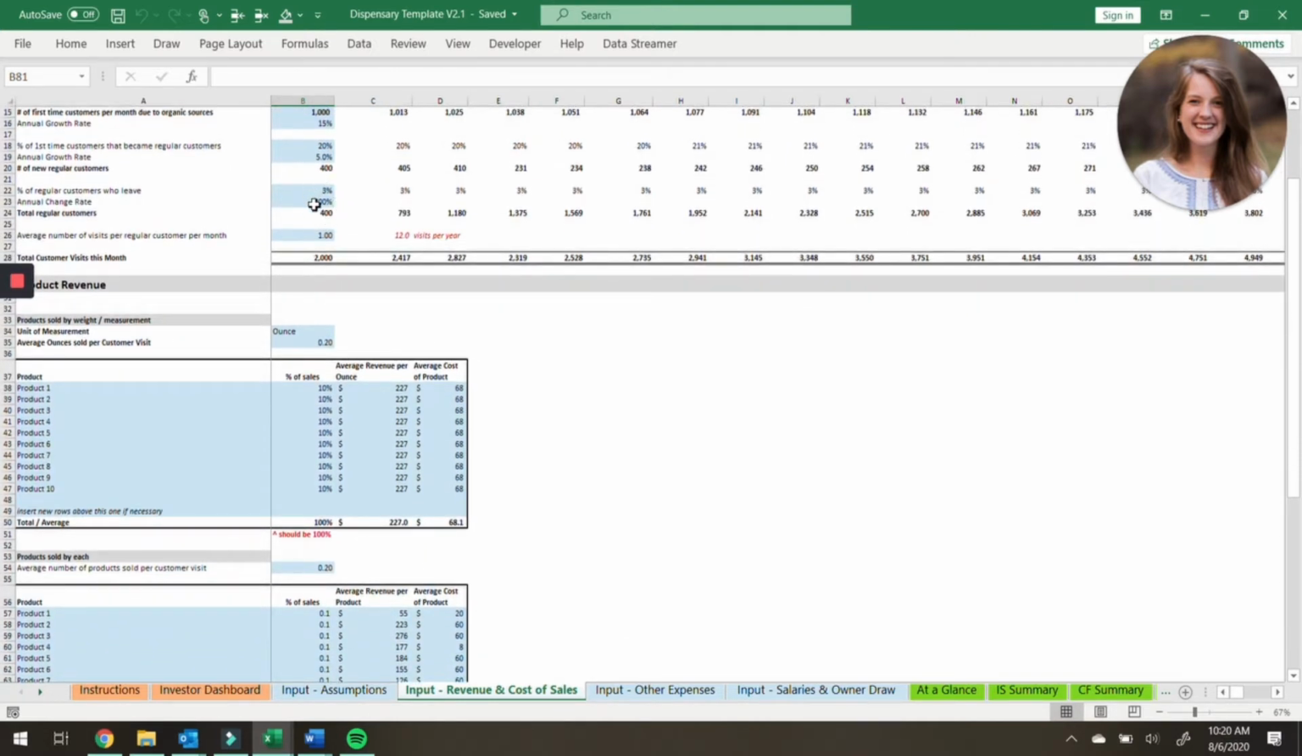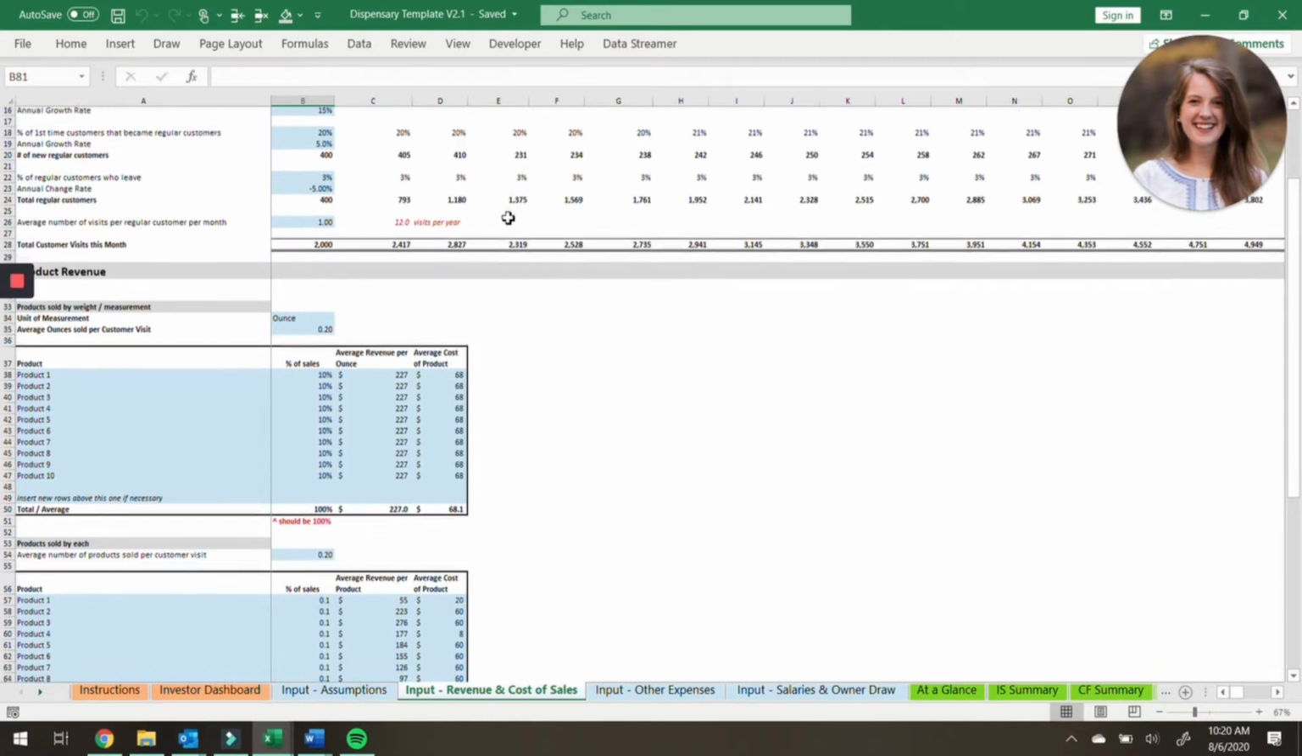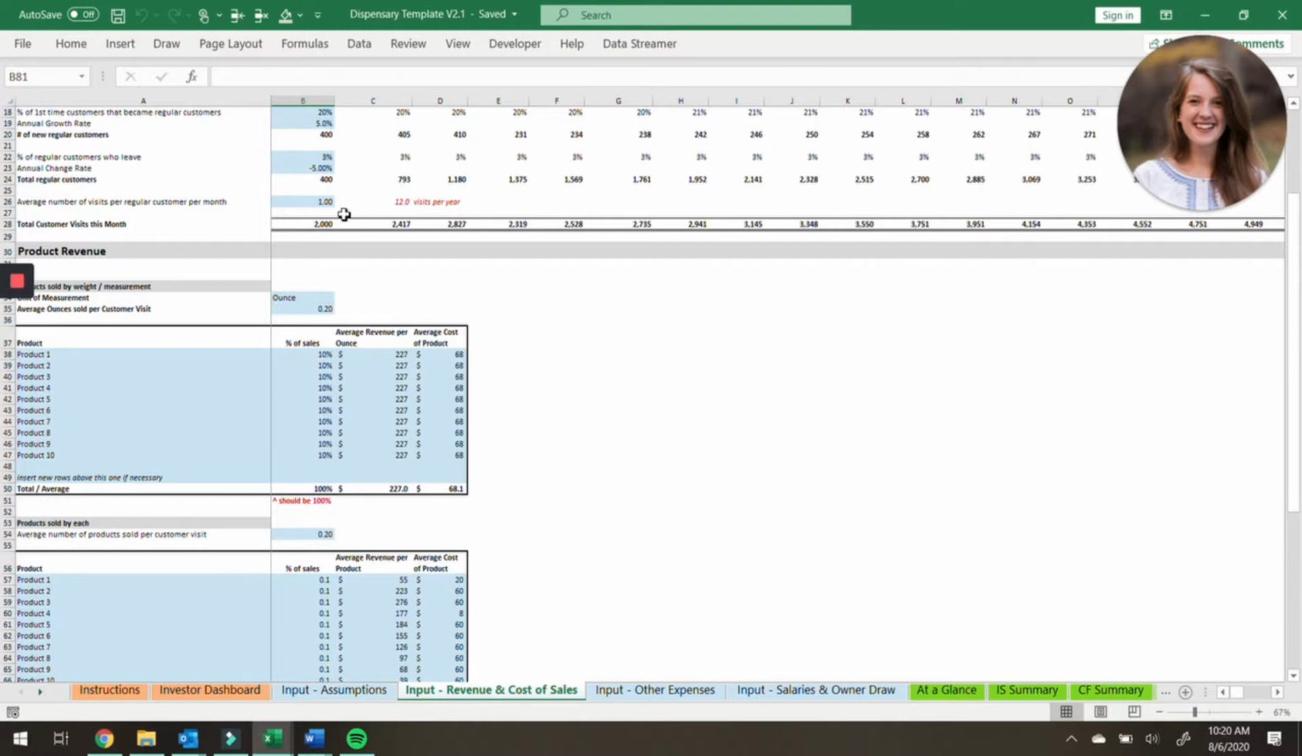There's a churn rate for regular customers, so assuming that as you build your customer base, some will leave over time. And then we look at the number of times a regular customer visits per month. Right now it's set to 1, and you'll see that's 12 visits per year. If it's 2 per month, 24 visits per year, 0.8, etc. So this is going to update to show you how many visits per year.